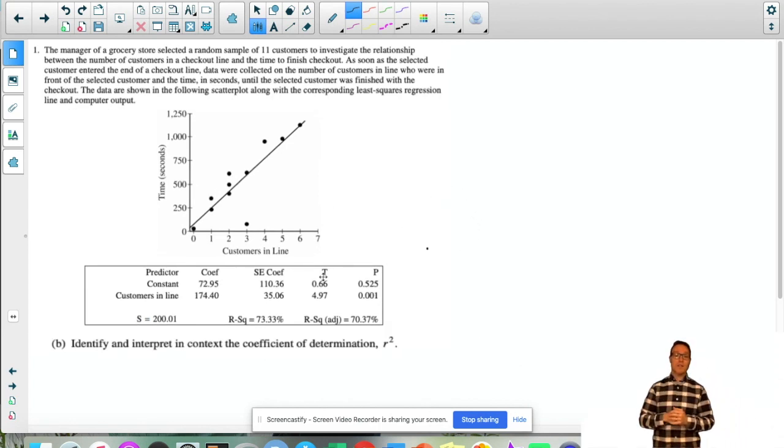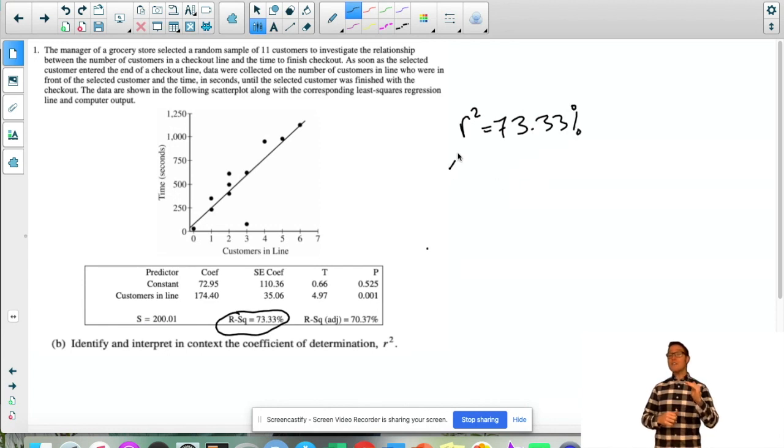Part B wants us to identify and interpret the coefficient of determination, which is r squared. There it is: 73.33%, right? So we have to understand what that means. That's the r squared. By the way, if they asked for r, you would take the square root, and then you would give it the sign of whatever the slope is. If the slope is positive, r is positive. If the slope is negative, r is negative.